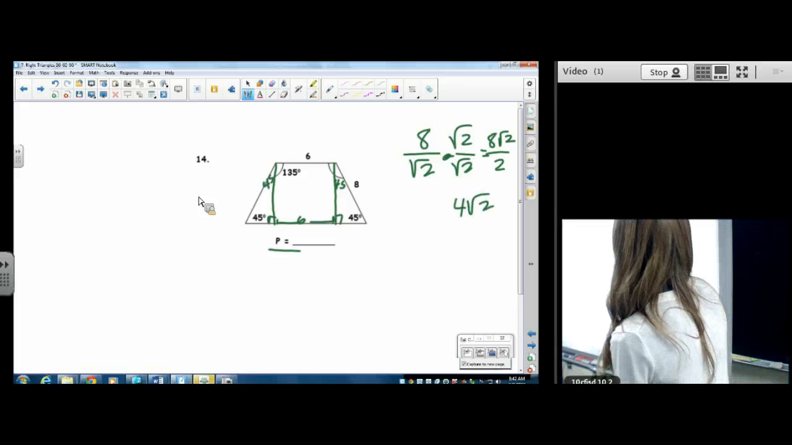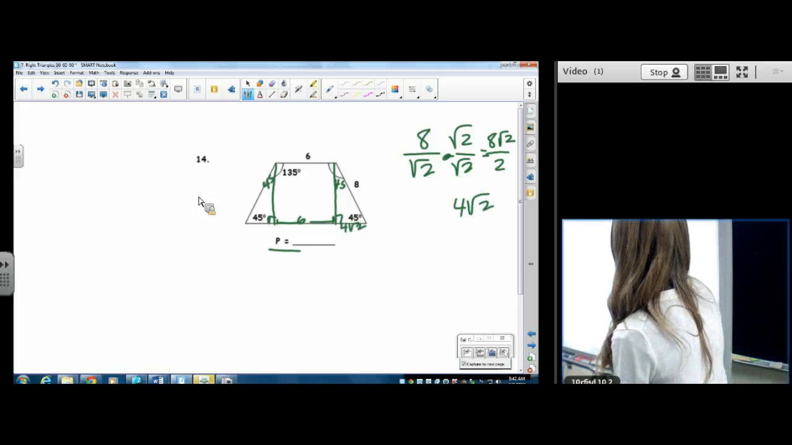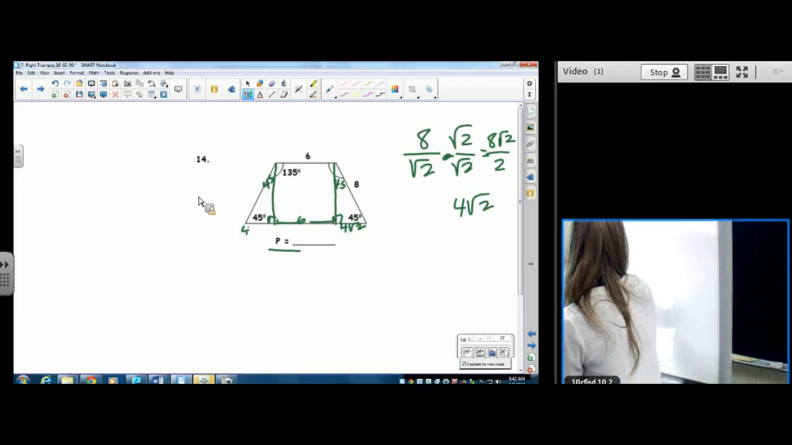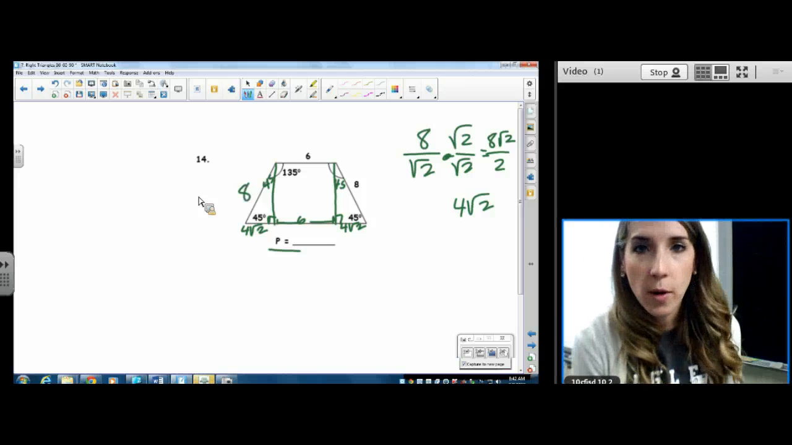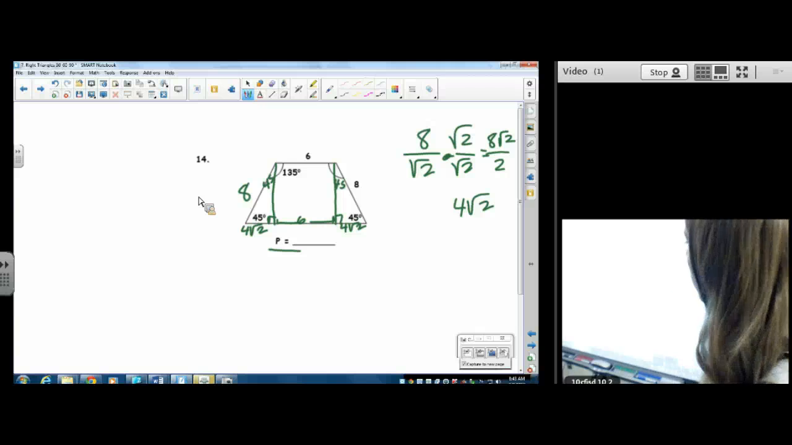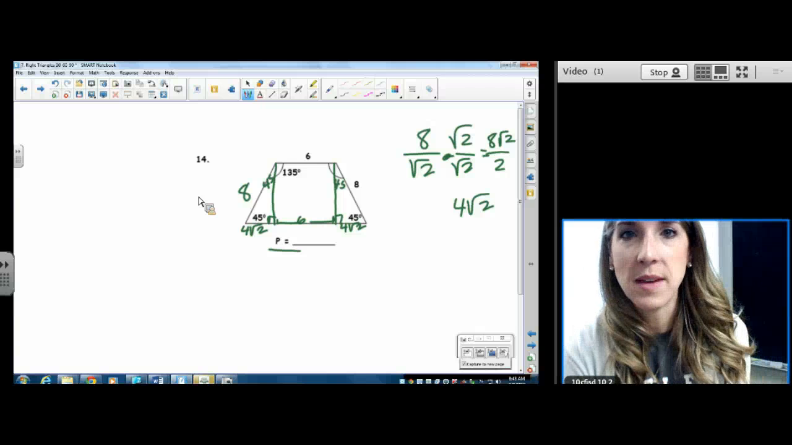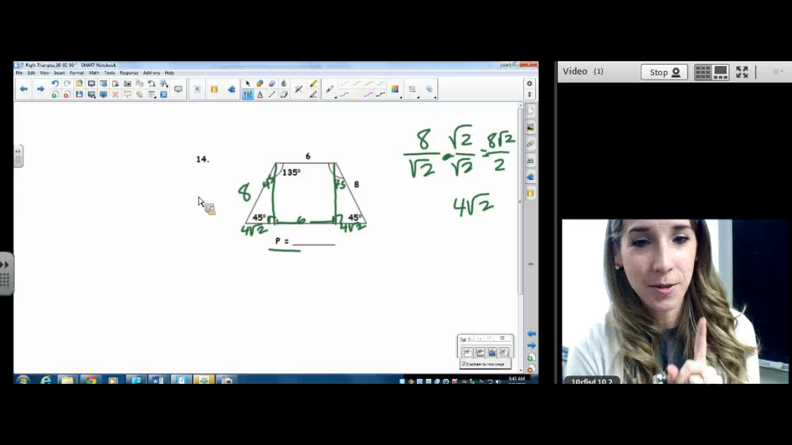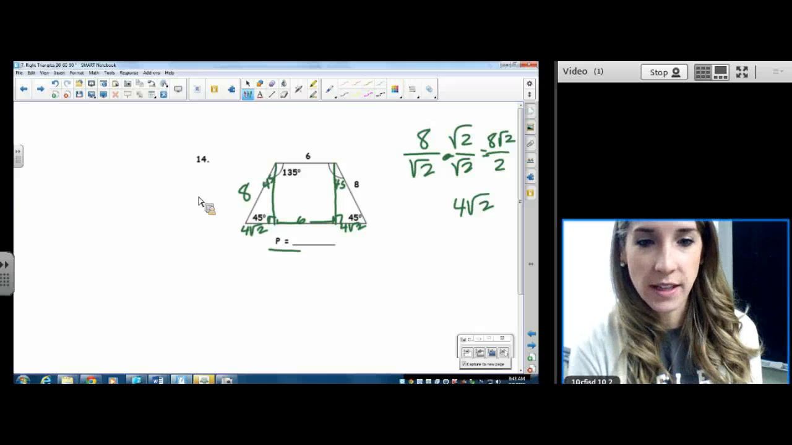We don't need to know that one, so I'm not going to put it. 4 root 2, 8, 6. Okay, this is so important. Is every single person watching, every student here. We're going to find the perimeter, and you're going to promise me you're only going to add integers to integers, and you're only going to add radicals to radicals, because that's all that's allowed.